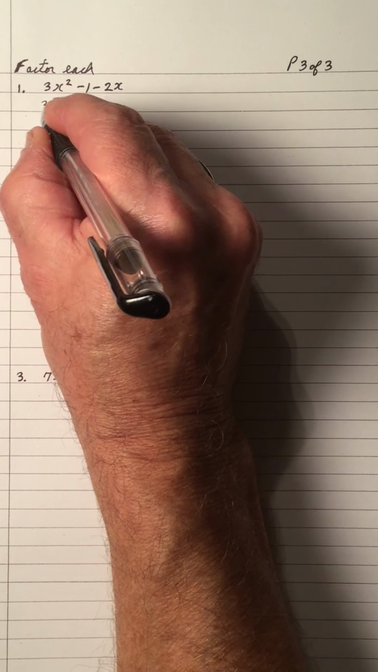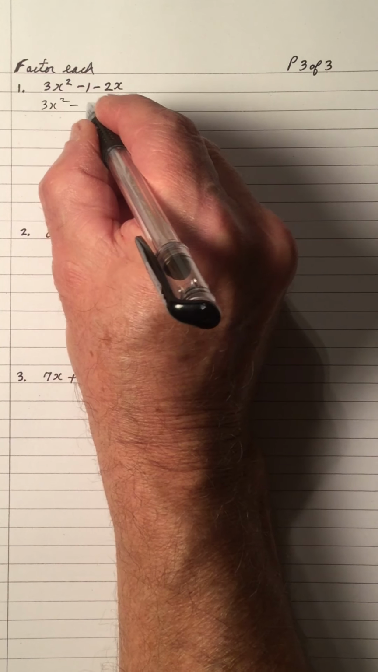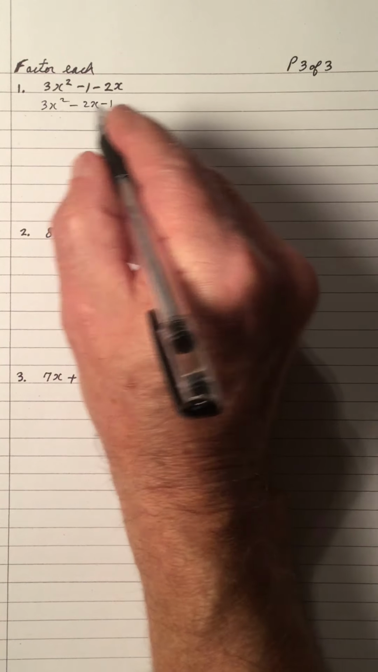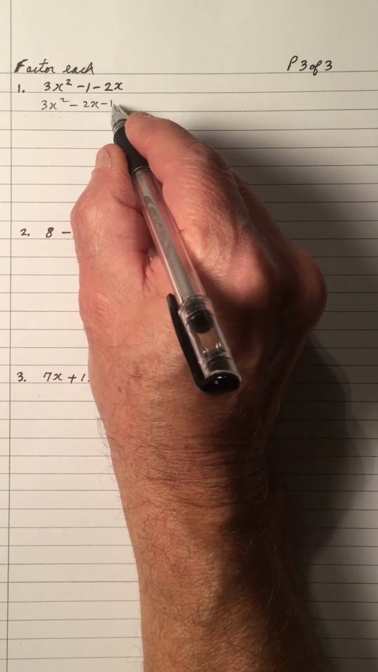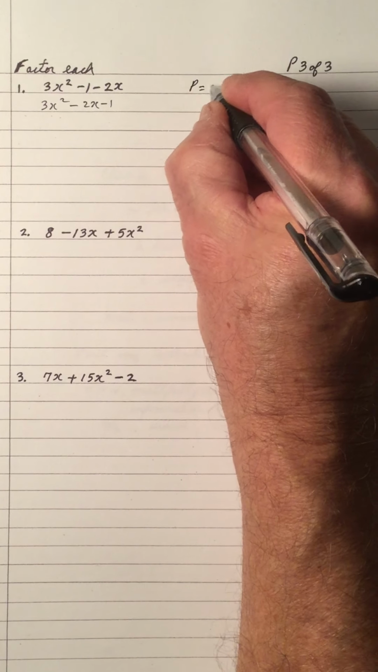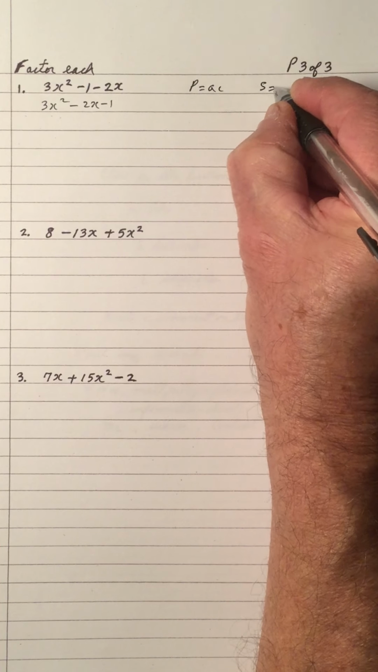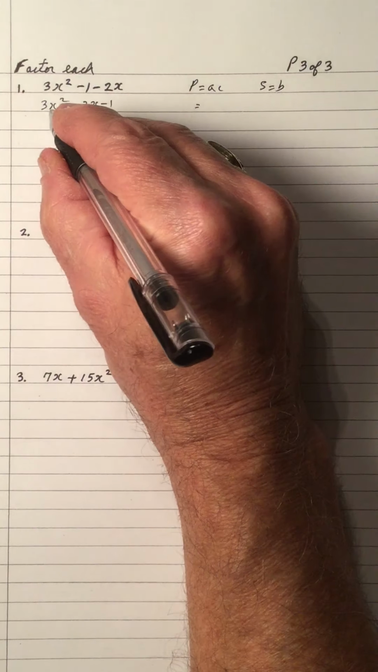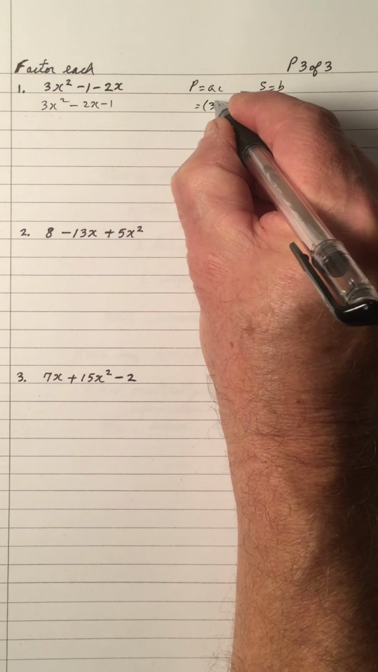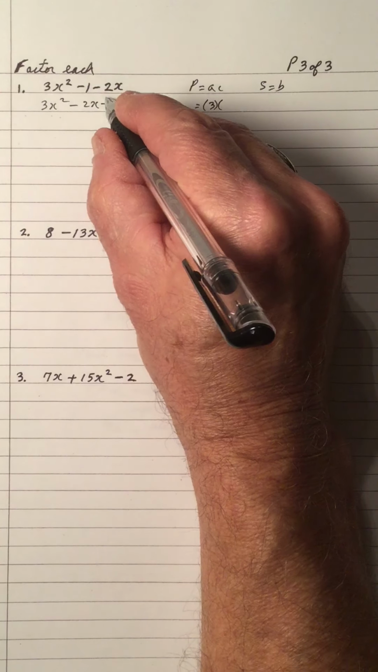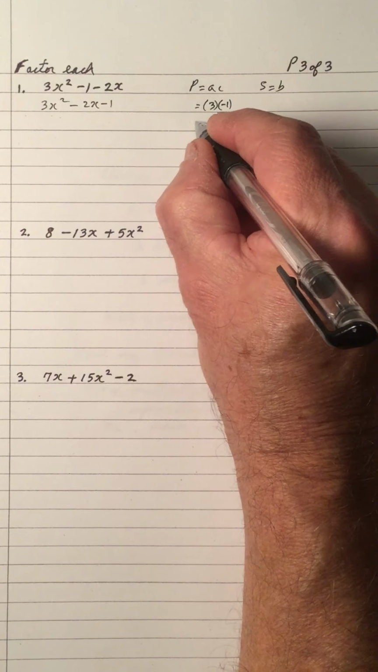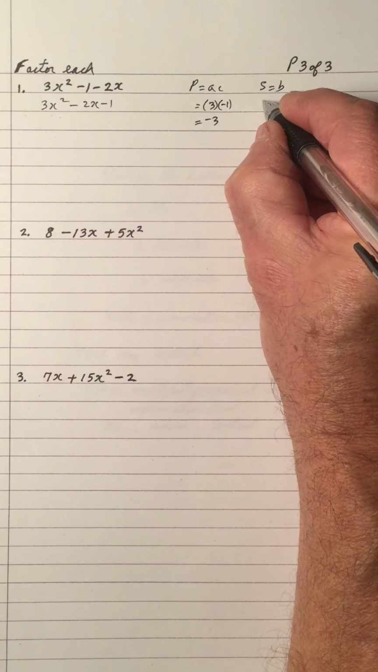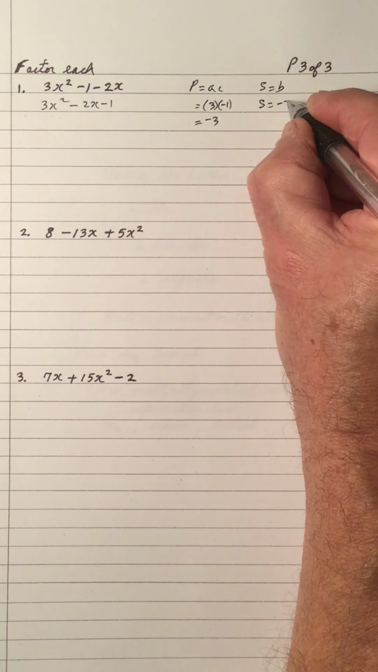So here we go. Descending order, 3x squared minus 2x minus 1. Ax squared plus bx plus c, perfect. Product is AC, sum is b. A is 3, and c is minus 1, so that's a negative 3. The sum is b, so it's a negative 2.